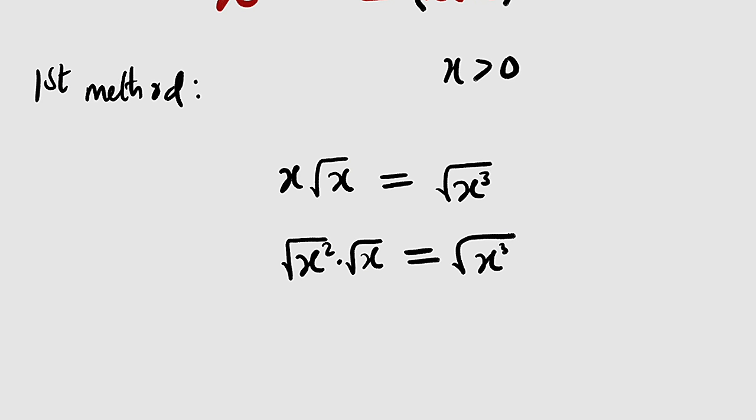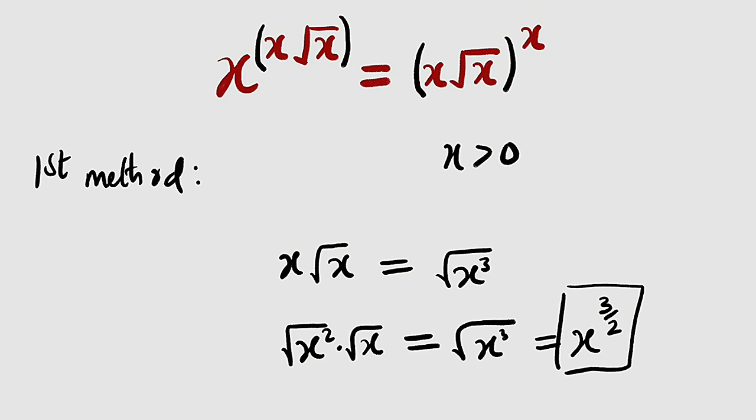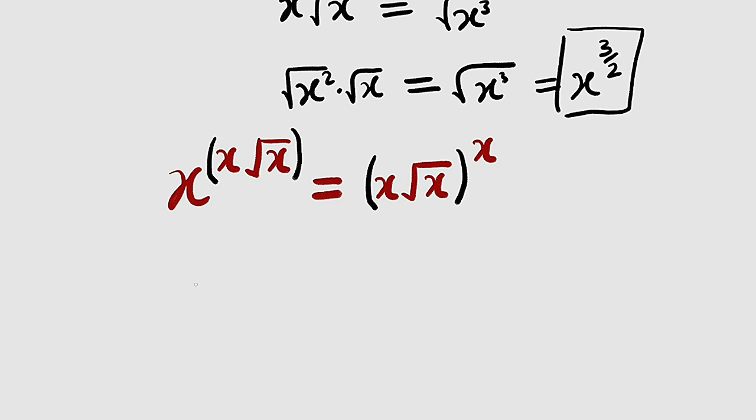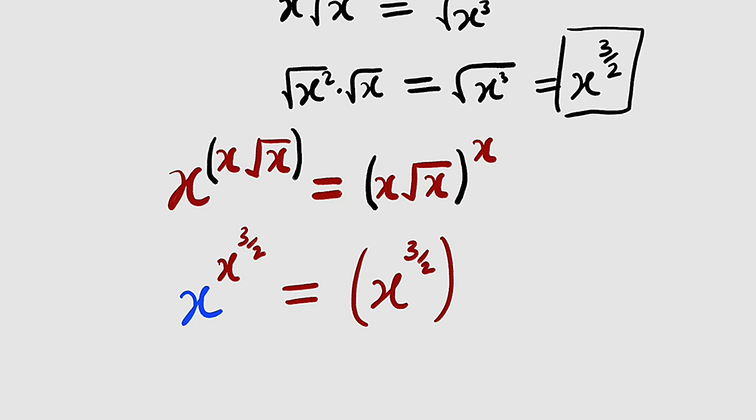And the square root of any number can be expressed as a power of 1 over 2. Lastly, we can write this as x to the power of 3 divided by 2. So we are going to replace this with x root x. Therefore, we can express this as x raised to the power of x to the power of 3 over 2, for which x to the power of 3 over 2 is the same thing as x root x. Then to the right hand side, we have x to the power of 3 over 2, also raised to the power of x.